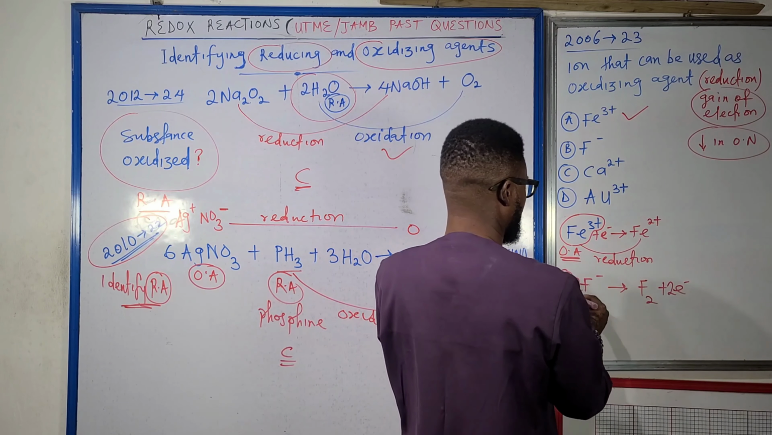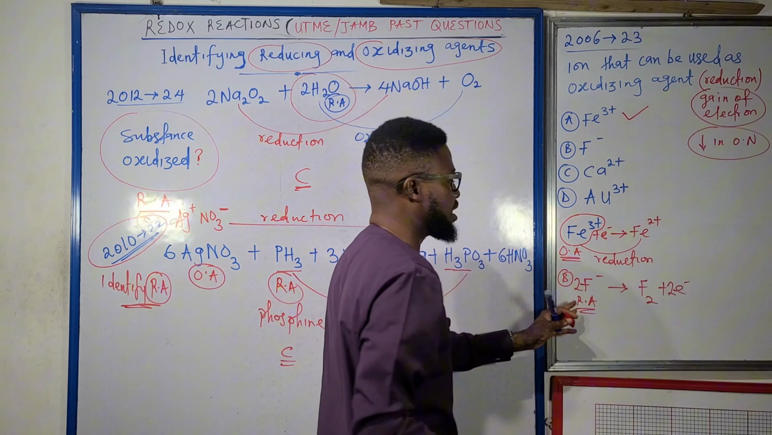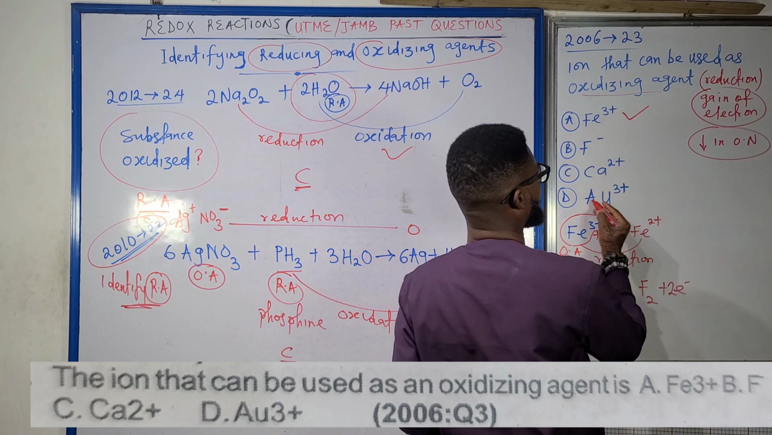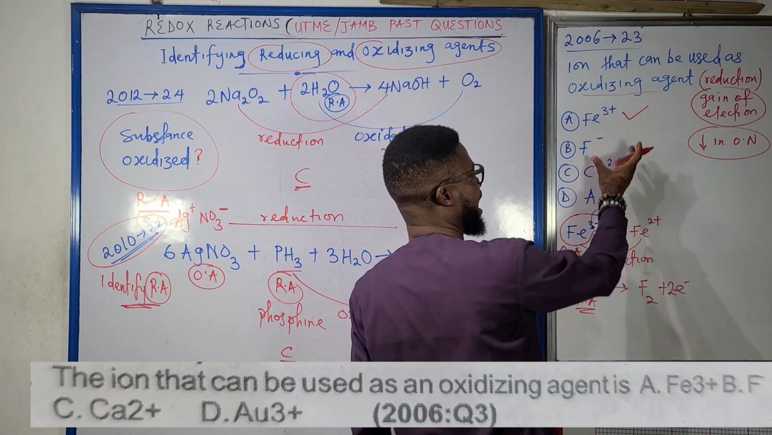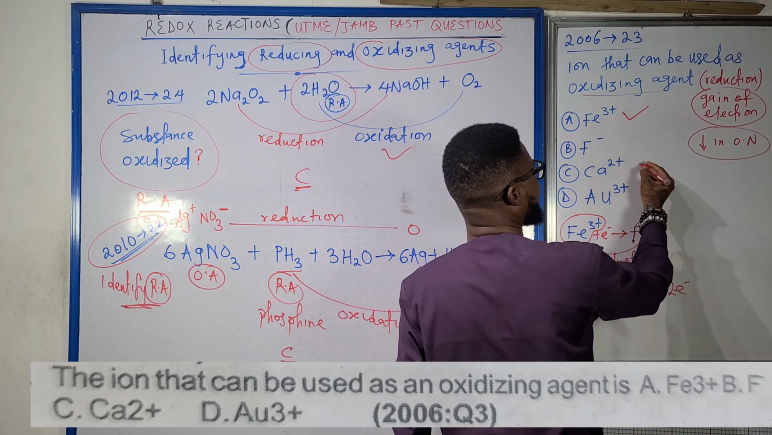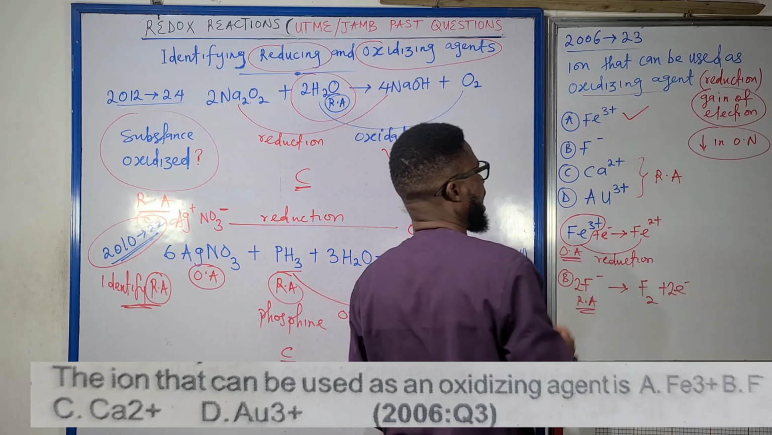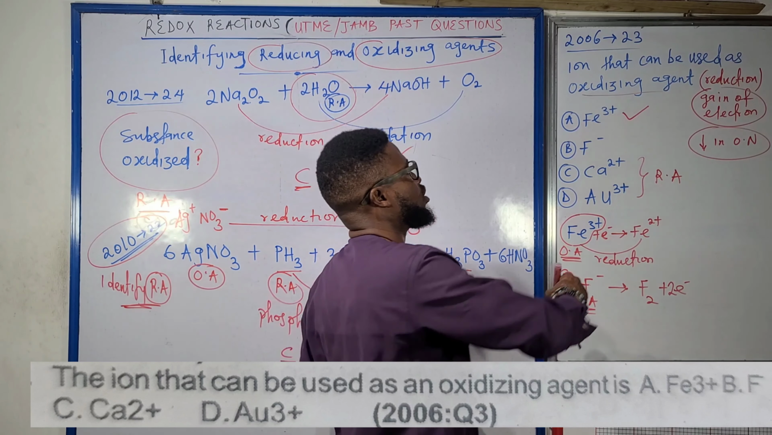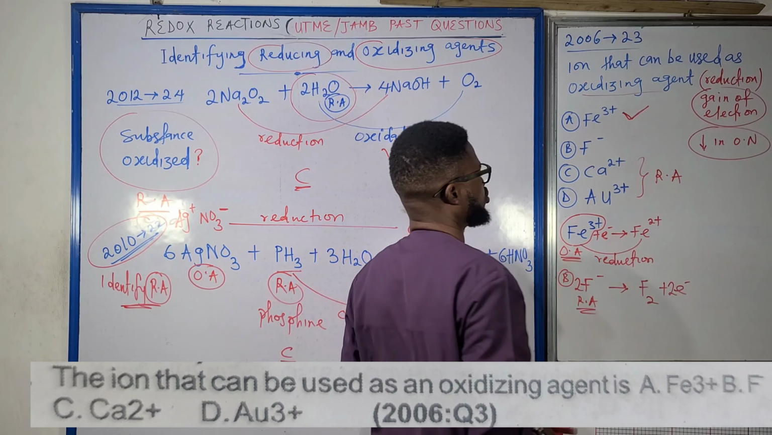What will undergo oxidation? Reducing agent. Reducing agent is not what I was told to look for. I was told to identify what can be used as oxidizing agent. When you talk about option C, talking about calcium ion and gold 3 ion, these are metals. Your metals here, they are actually reducing agents. But what we are looking for here, we are looking for oxidizing agents. So the correct option is option A, from iron 3 ion to iron 2 ion.